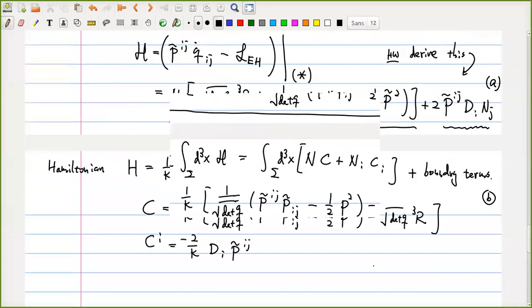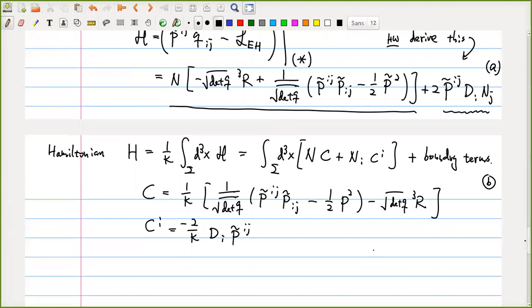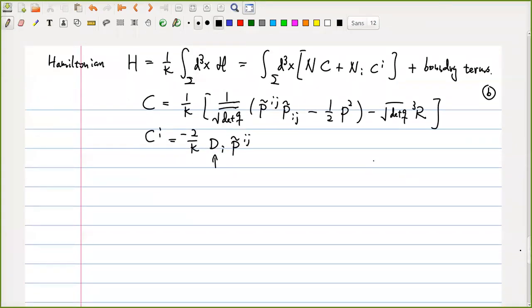Okay, so now we have this formula for the Hamiltonian, and the formula can be written in a simpler form: n multiplied by c plus n^i multiplied by c_i, plus some terms we have just ignored, and here c and c_i can be written this way. And here there's a remark about this D_i. This is a covariant derivative, but now this covariant derivative is acting on a tensor density. So T^{ij} is a tensor density. So this covariant derivative is actually not exactly the covariant derivative we have learned before. Although I use the same notation D, it's a little subtle here.